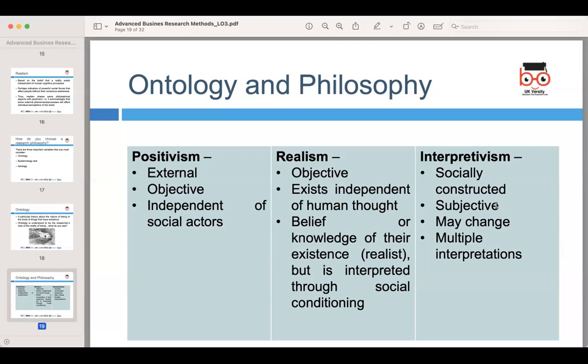So, last one is interpretivism. Unlike positivism and realism, interpretivism argues that knowledge is socially constructed. This means that our understanding of the world is shaped by social factors such as culture, language, and historical context. Interpretivists emphasize subjectivity, which suggests that different individuals or groups may interpret the same phenomenon differently.